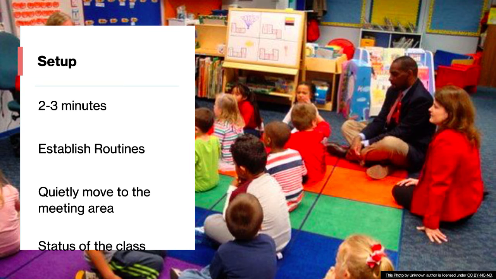Also, have a meeting area, such as a rug or part of the room where students will sit together. Quietly move to this area of the room during the setup phase. If time, have a visual status of the class. This could be magnets or clothespins that students move in the meeting area in order to give you an idea of which part of their writing they'll be working on for that class period.